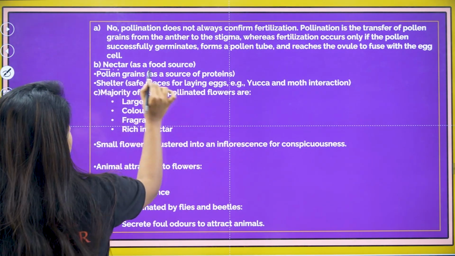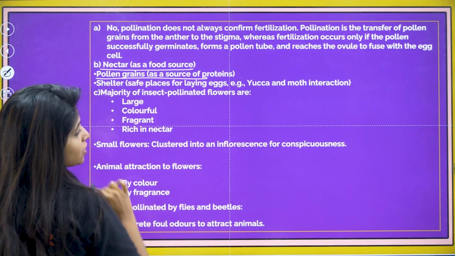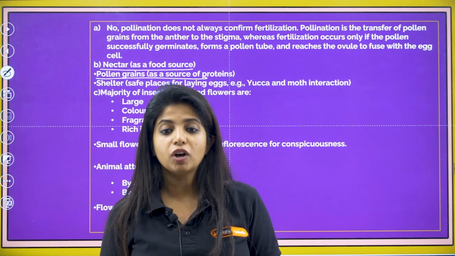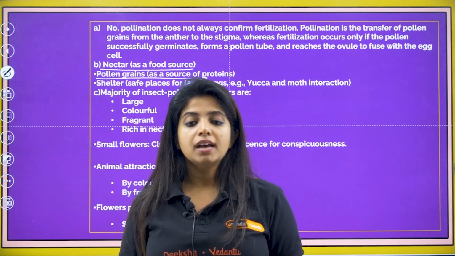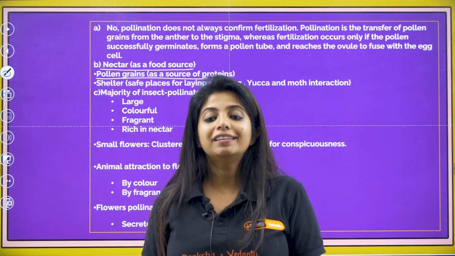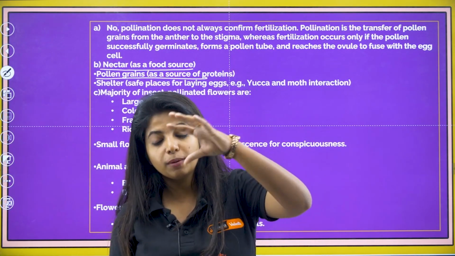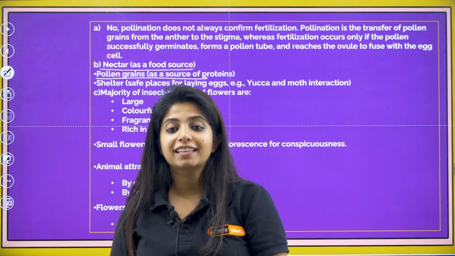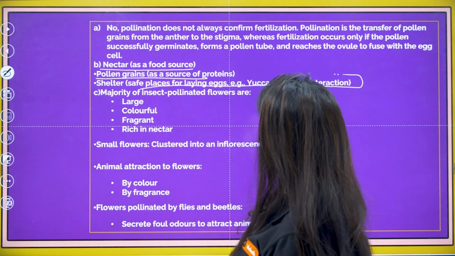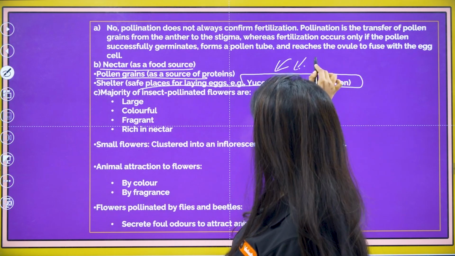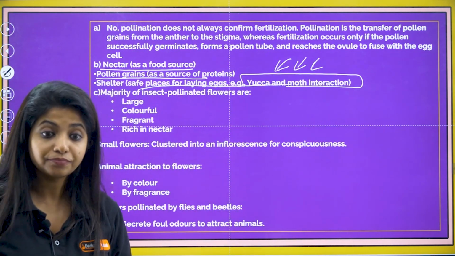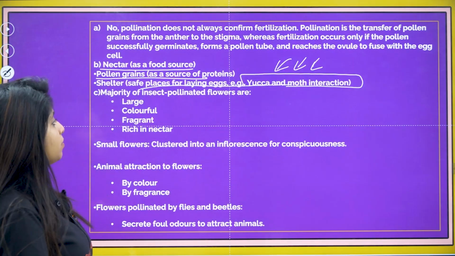First thing, as I said, nectar as a food source, pollen grains as a source of proteins, and apart from that, if you talk not just about bees but about moths and some other organisms, sometimes plants also provide a shelter. Shelter for what? For laying the eggs. Within the ovary they provide space for it to lay the eggs as well. So, shelter, safe places for laying eggs. Example, yucca and moth interaction. This is one important example, no? Yucca and moth. I've taught you that. So, please remember all these things.